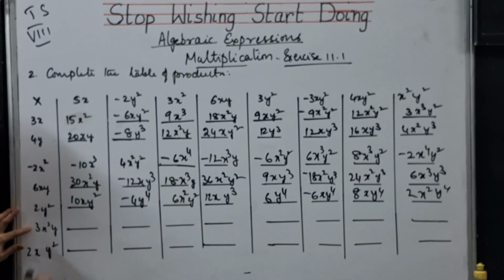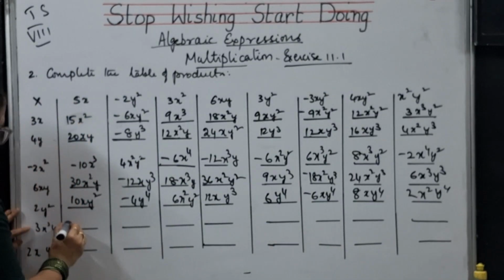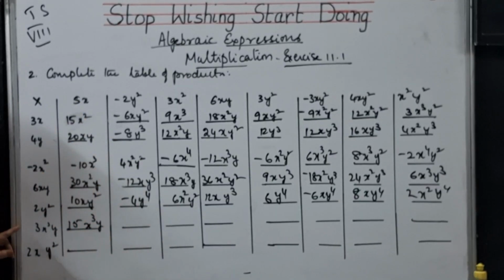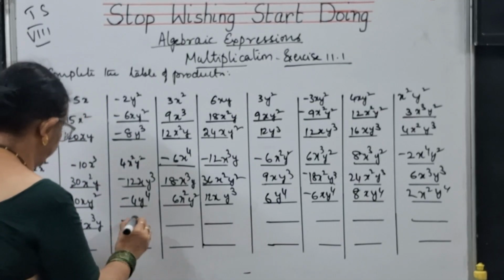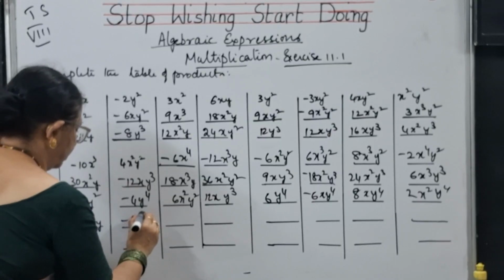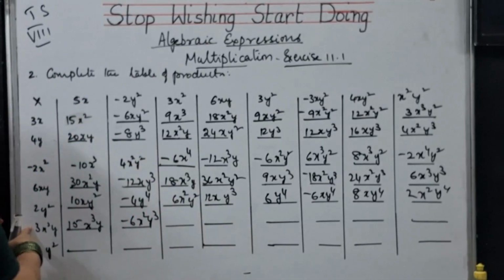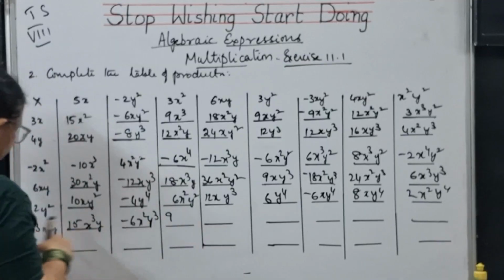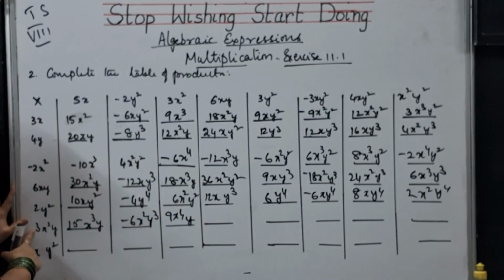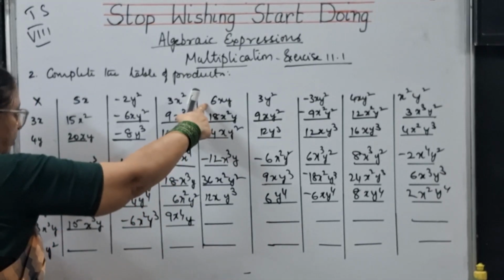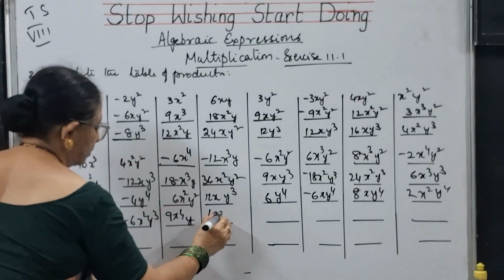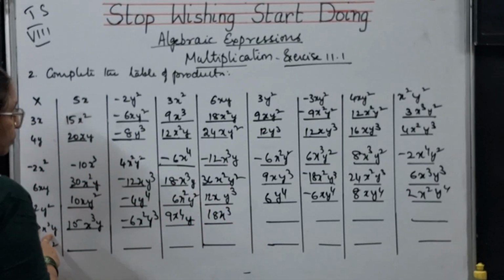Next, 3 5s are positive sign, 3 5s are 15 x square into x, x cube y. Again, plus into minus minus, 3 2s are 6 x square y cube, plus 3 3s are 9 x square into x square, x to the power of 4 y. Again, 3 plus into plus plus, 3 6 are 18 x square into x, x cube, y into y, y square.